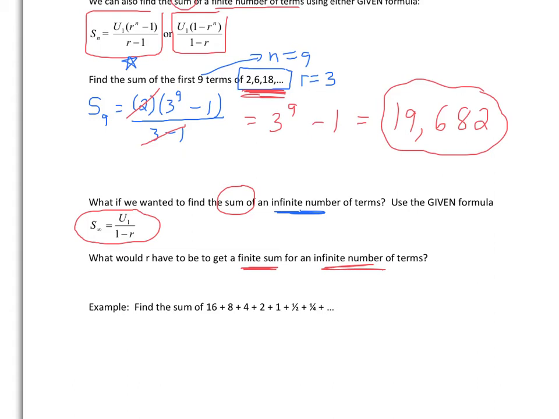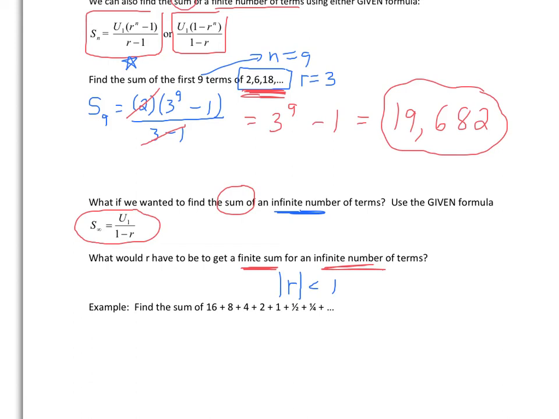Well, hopefully it makes sense to you that if r were less than 1, something like a half or a quarter or a third, then your terms would be getting smaller and smaller and smaller. So if we're going to get a finite sum for an infinite number of terms, our r value would have to be less than 1. And I'm going to slap an absolute value sign around that r value because technically we can have negatives, okay? But to make it simple, let's assume that r has to be positive. So the absolute value of r would have to be less than 1. So in other words, you want a fraction less than 1. Okay?